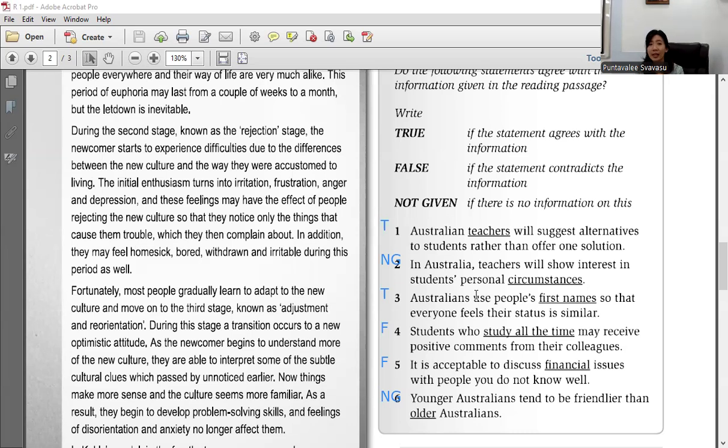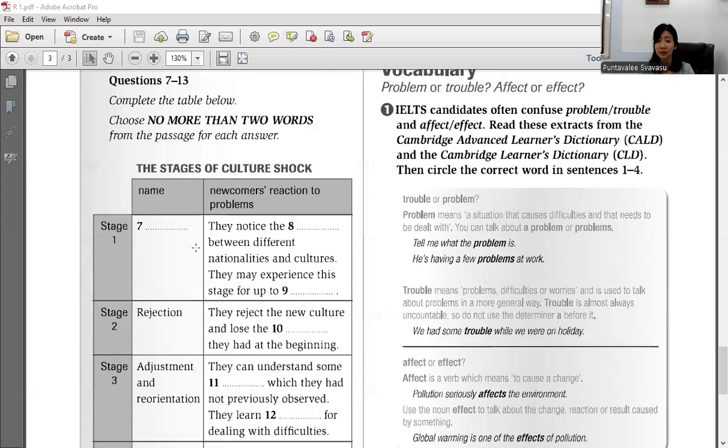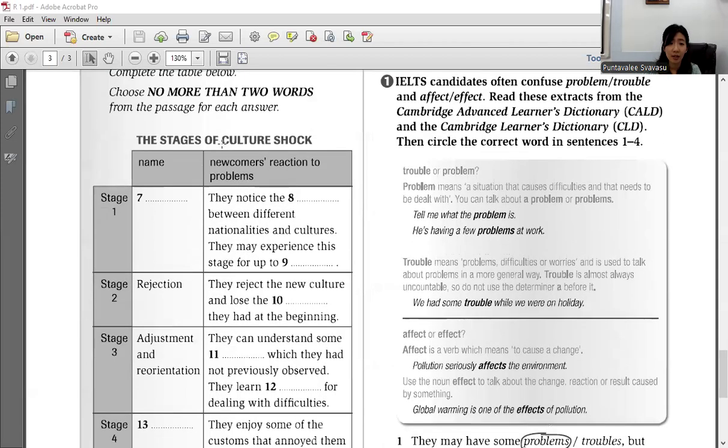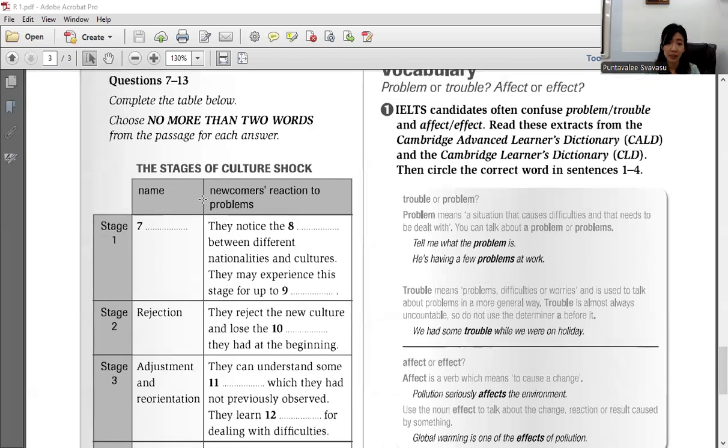Okay, so let's move on to the second task. The second one is fill in the blanks. Here, there's a little bit of detail in the task. They say no more than 2 words. So if you write 1 word, correct. 2 words, correct. If it's 3, even if you get the correct words, it's wrong because you don't follow the instruction. So be aware of the wording.